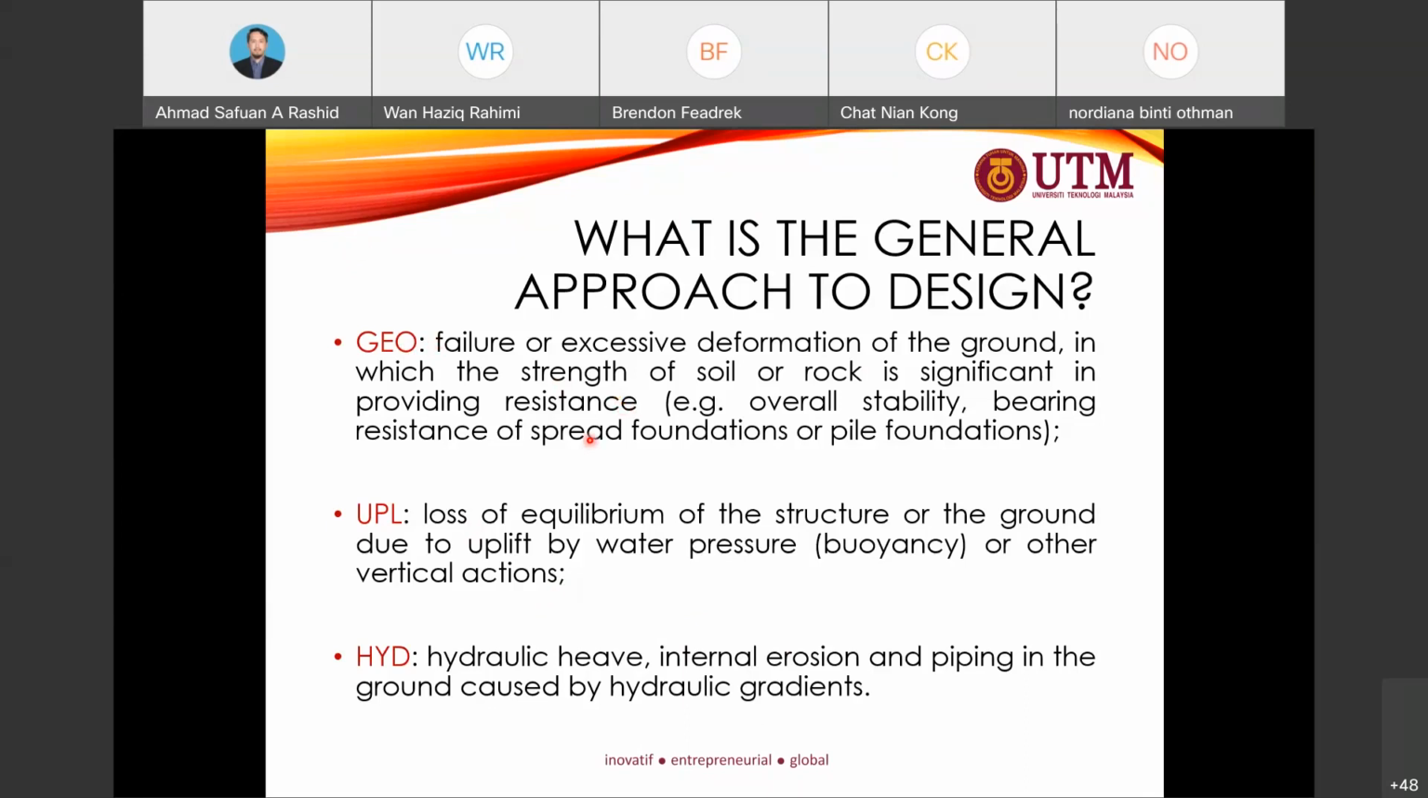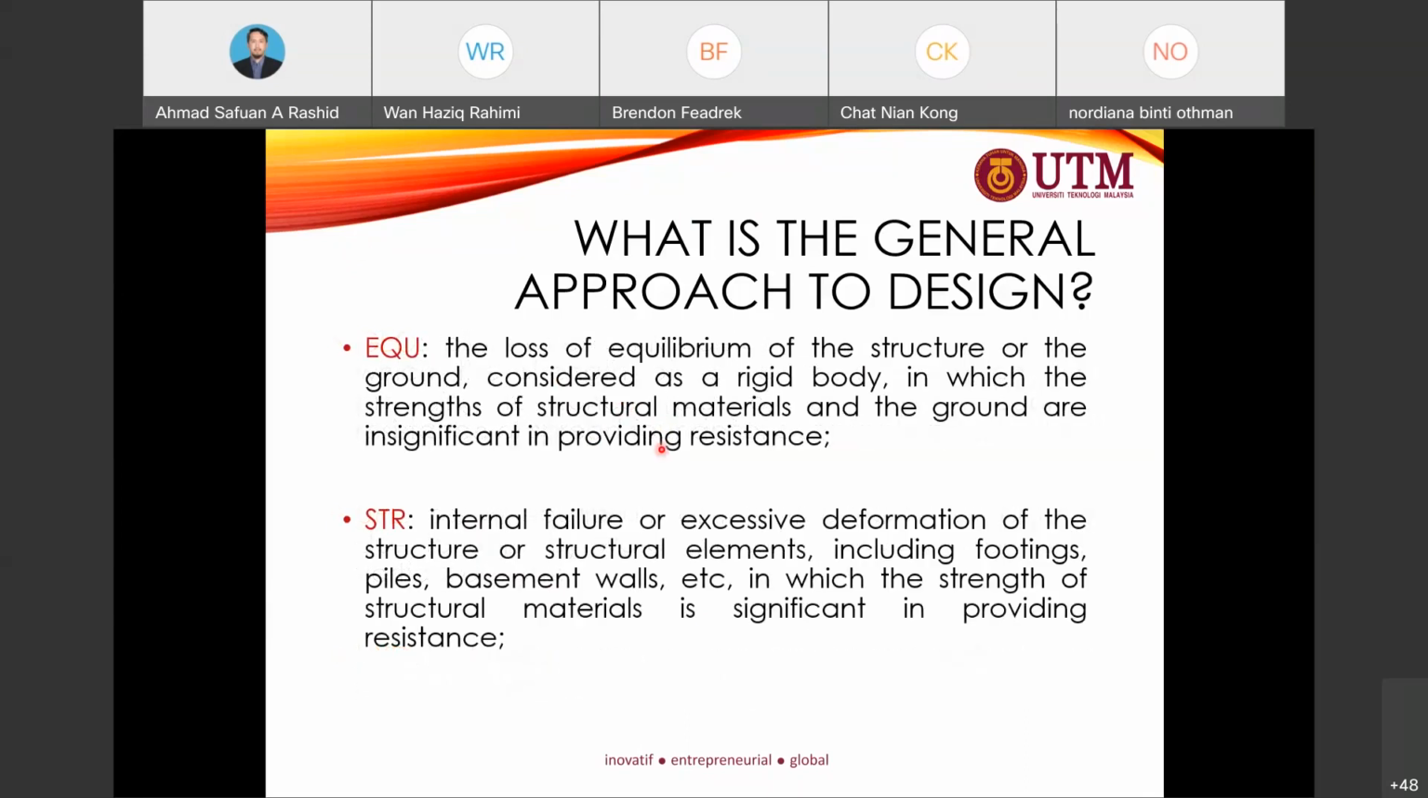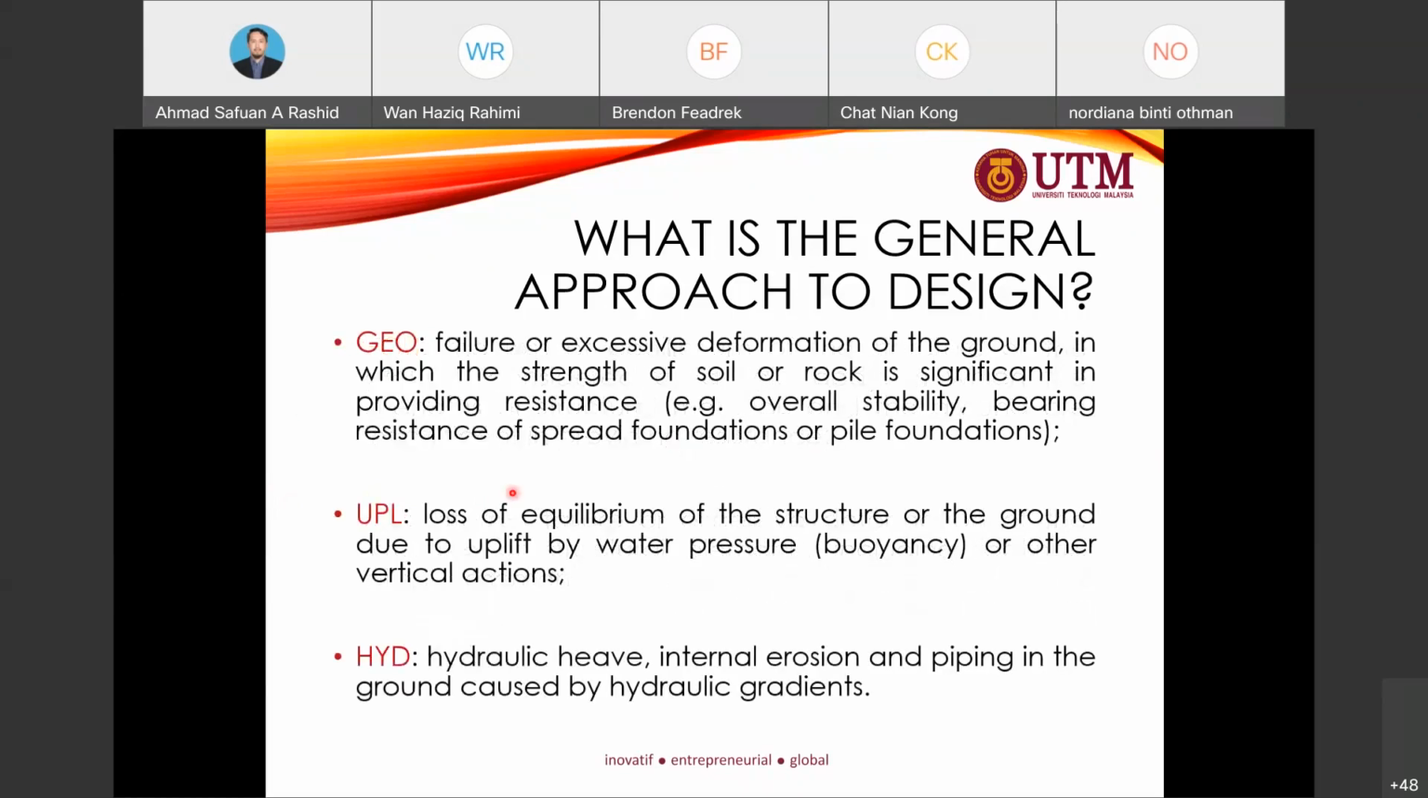So in some situations, we may use the EQU, for example, for a retaining structure where they have a loss of equilibrium. So that is the way they include all these five limit state designs. It's not very common for geotechnical design to use the UPL and HYD.